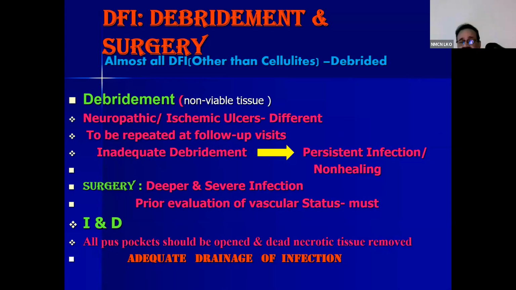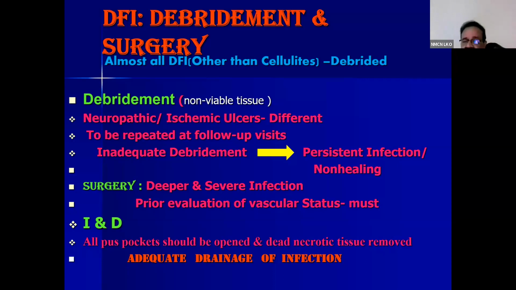Now, after giving antibiotic, you have to do the debridement of the ulcer. But there are certain principles which you should remember, because usually whenever we get a diabetic foot ulcer, we go for debridement. If there is cellulitis, never do any debridement. Another thing is the debridement of neuropathic and ischemic ulcers are different. And they should be repeated on every follow-up visit. It has been found that if there is inadequate debridement, the infection is going to persist and be non-healing. So always do debridement thoroughly.